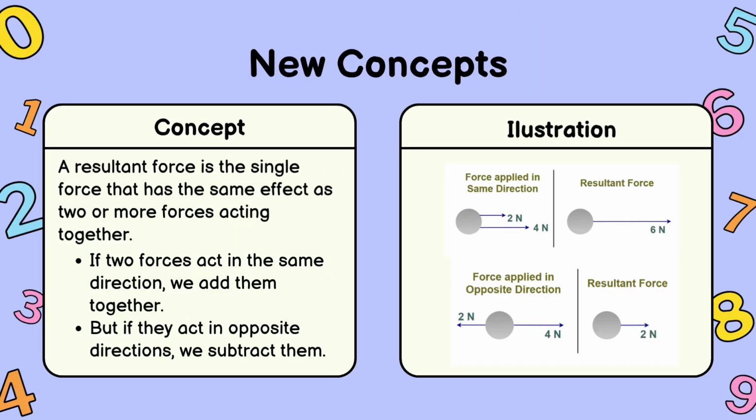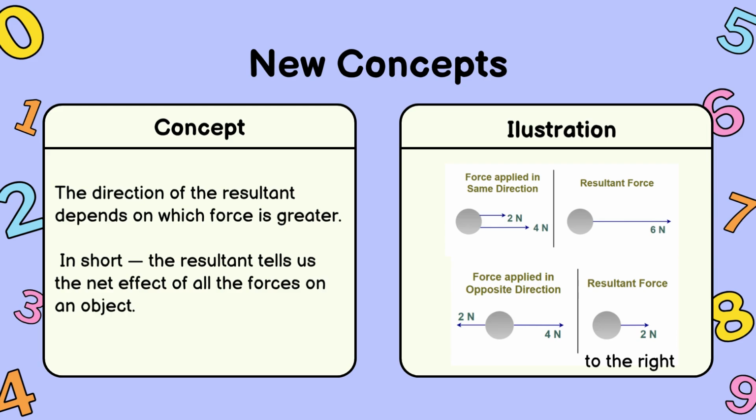A resultant force is the single force that has the same effect as two or more forces acting together. If two forces act in the same direction, we add them together. But if they act in the opposite direction, we subtract them. The direction of the resultant depends on which force is greater. In short, the resultant tells us the net effect of all the forces on an object.